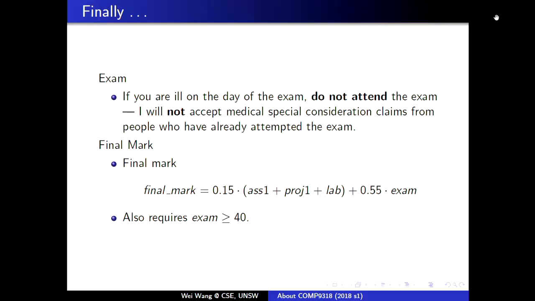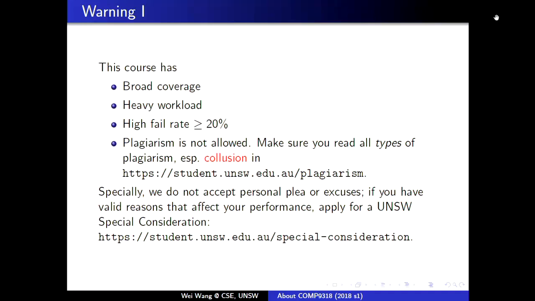So the final marks will actually be like 15%. So basically, the assignment, project, and lab together occupy 45%, slightly less than half, and the exam is 55%. But there is another condition that you must achieve more than 40 out of 100 in the final exam. So this is the double pass scheme.